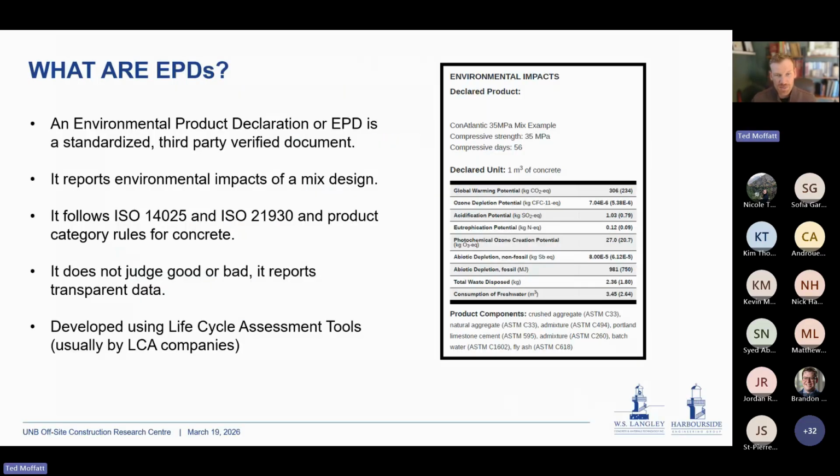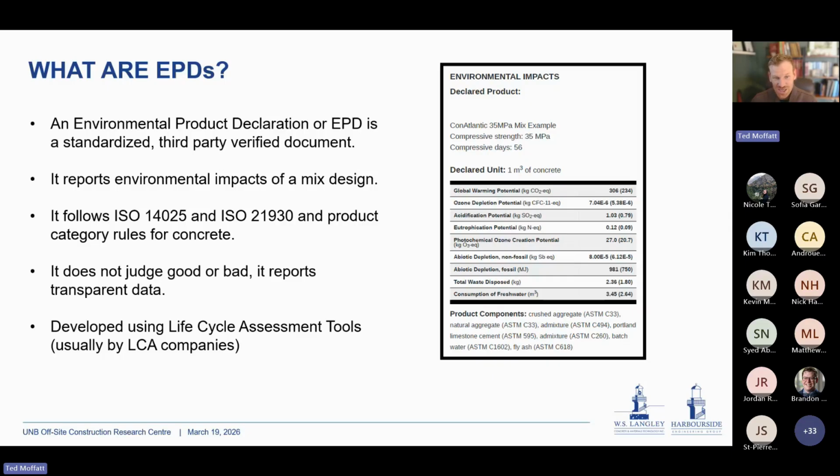So what are EPDs? I mentioned EPDs are kind of like food labels. If you look at a chocolate bar or box of cookies or box of cereal, or anything with a food label, obviously it'll say how much sugar and calories, etc., are in that per 100 grams or one cookie or whatever it may be. An EPD is very similar to that. It's essentially a food label for a given mix. And this is just an example of an EPD here, declared unit 1 cubic meter. You can think of that instead as one cookie.